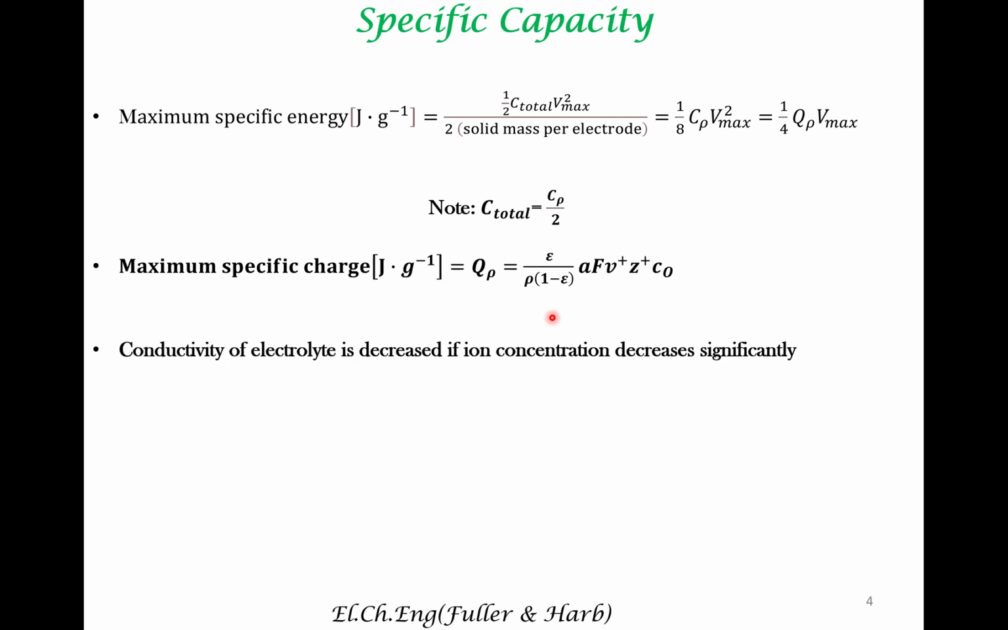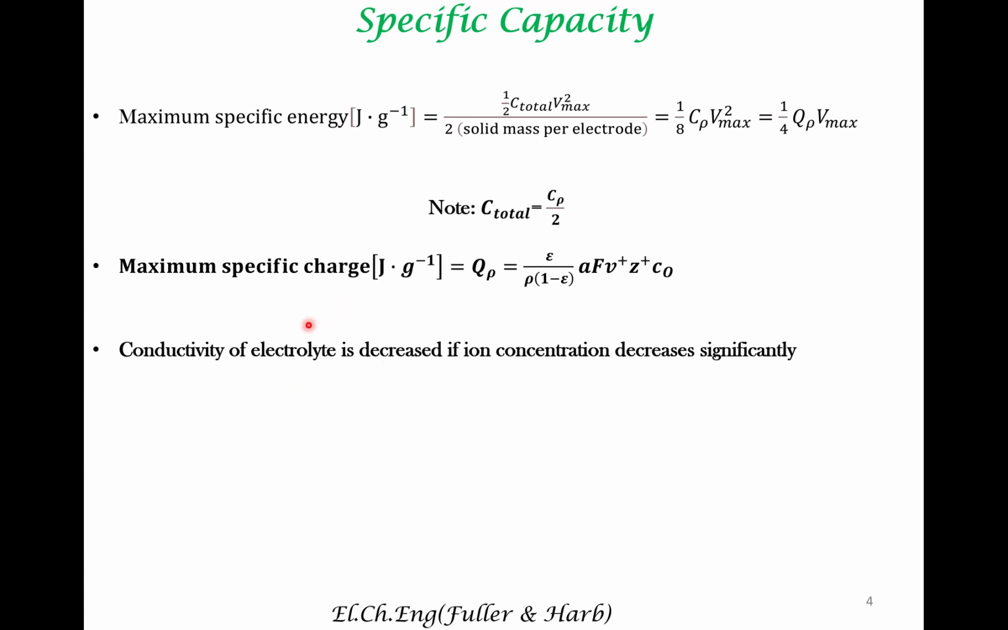So it also has additional effects. When you increase the counter ions present at the electrode electrolyte interface, you are depleting the ions that are present in the electrolyte. As you deplete the ions present in the electrolyte, the conductivity of the electrolyte is also decreased significantly. So what is important to understand is all these things are correlated.